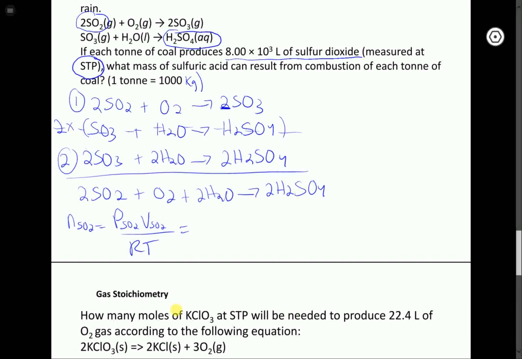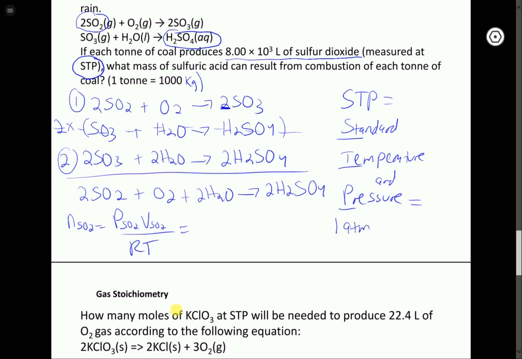So STP is standard temperature and pressure. And then numerically what that means is 1 atmosphere of pressure and 273 Kelvin or 0 degrees Celsius. Okay, so that's the temperature and pressure we're talking about, 1 atmosphere, 273 Kelvin.